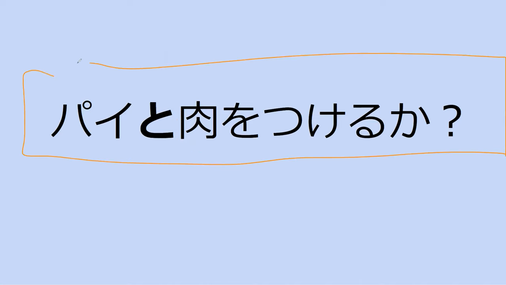Can you do me a favor and read the sentence for me? Pai to niku wo tsukeru ka. Perfect. So this ka doesn't have to be in here. You can just say pai to niku wo tsukeru, which is just, will pie and meat be added? The ka is making it more like, he's almost like rhetorically asking this, like, oh, how about I add some meat and pie? So the ka adds a little bit of emotion in here, a little bit rhetorical question in this specific context. It's kind of like, how about this?